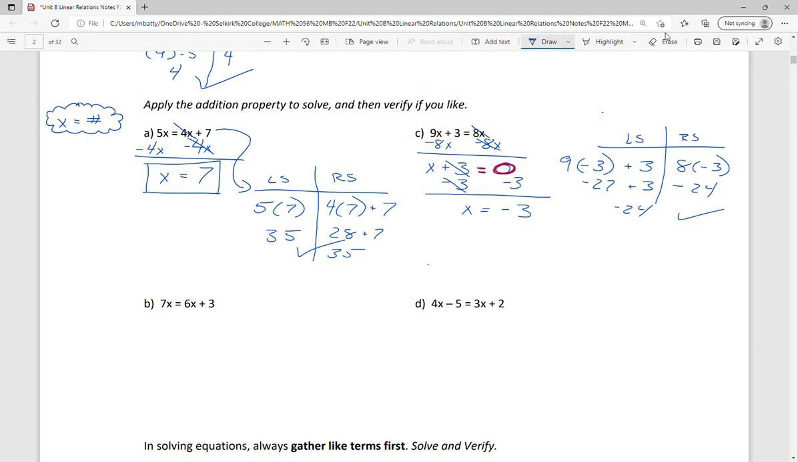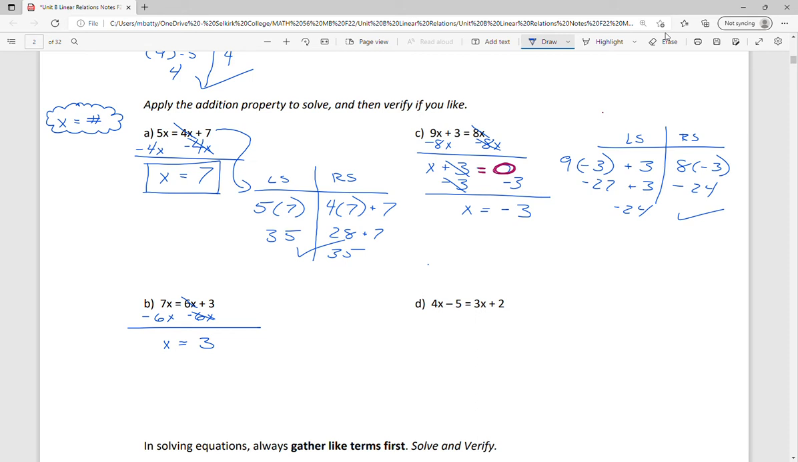I'm going to stay with my strategy on these ones. I'm going to move the x terms first, so I'm putting all the x's on the left and all the numbers on the right. In B, I would subtract 6x from both sides. That would eliminate my x terms from the right-hand side of my equation. I have 7x minus 6x, so that's 1x, and you can write 1 if you want. I'm just going to write an x equals 3.